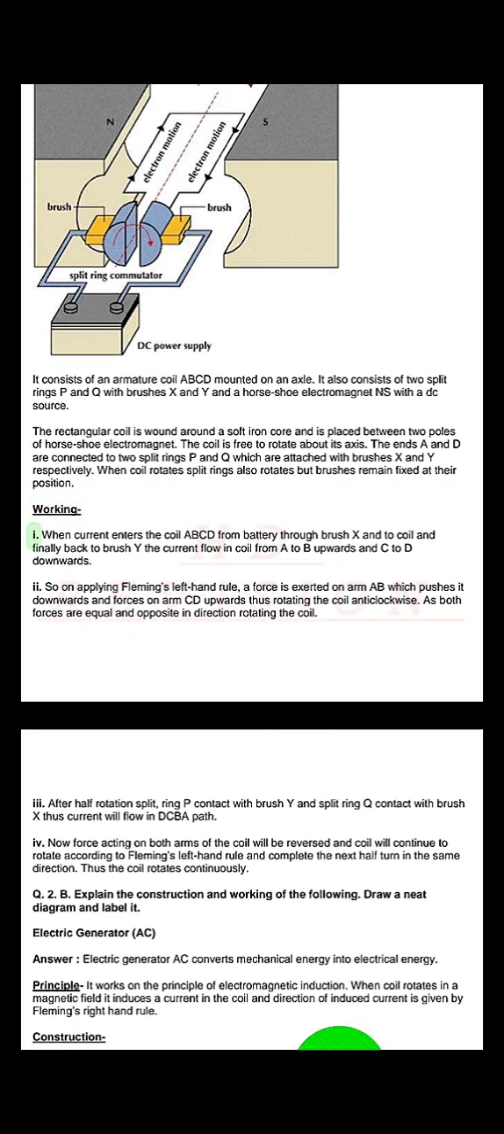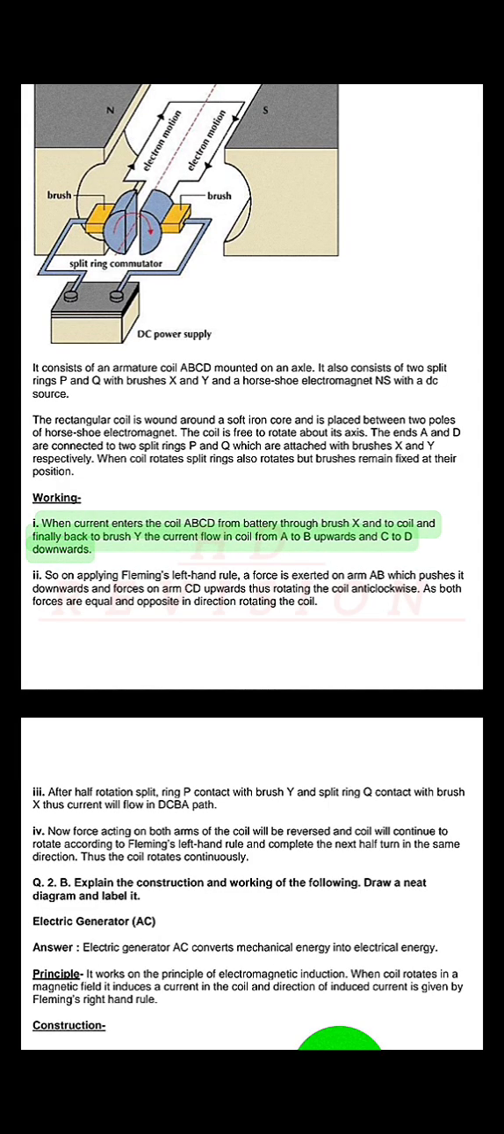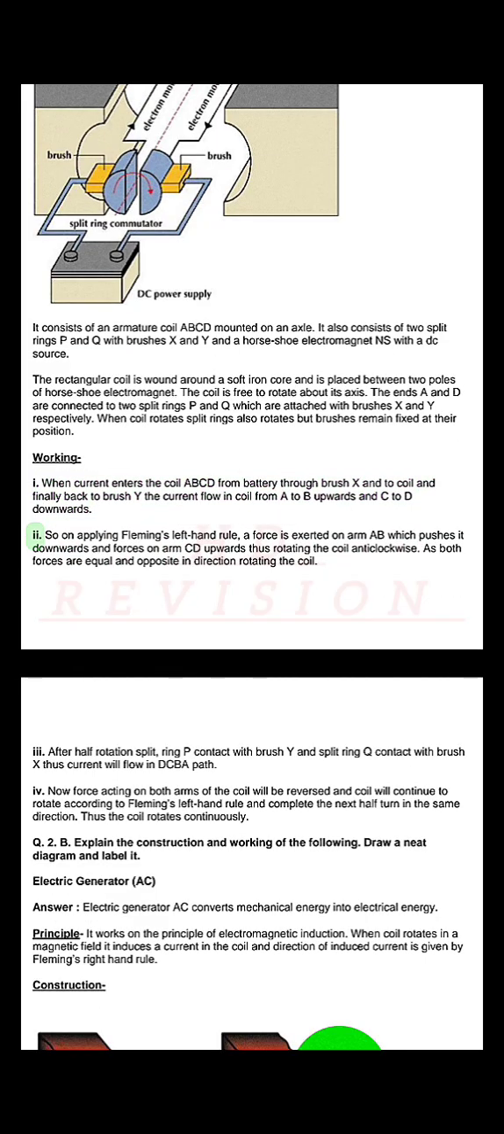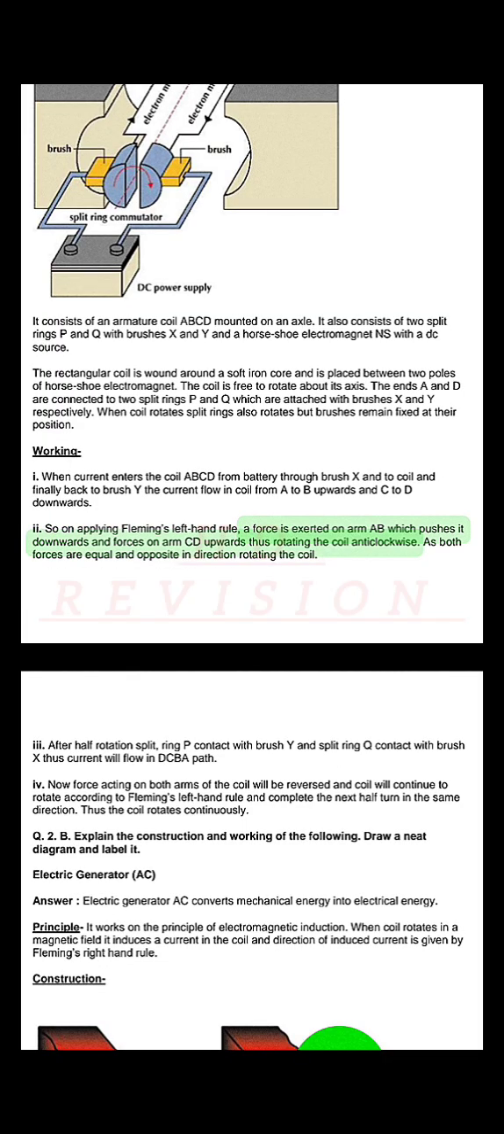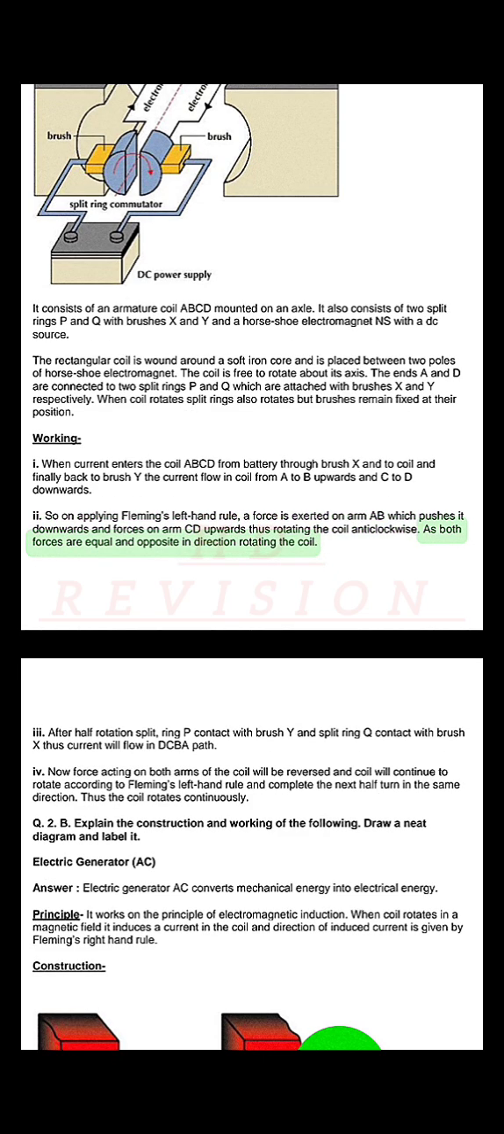Working. I. When current enters the coil ABCD from the battery through brush X and goes through the coil and finally back to brush Y, the current flows in the coil from A to B upwards and C to D downwards. So on applying Fleming's left-hand rule, a force is exerted on arm AB which pushes it downwards and a force on arm CD upwards, thus rotating the coil anticlockwise. As both forces are equal and opposite in direction, they rotate the coil.